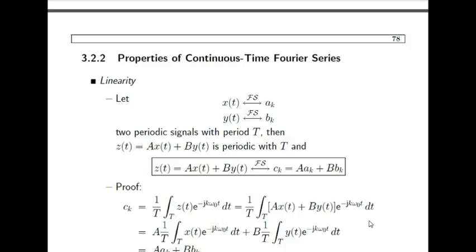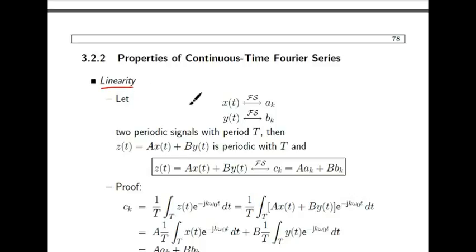In the last tutorial we learned the continuous time Fourier series representation and the frequency response of complex LTI systems with complex exponentials. In this tutorial we'll learn about properties of continuous time Fourier series and discrete time Fourier series representation. Now let's start with the properties. The first property which we are going to learn is the linearity property.